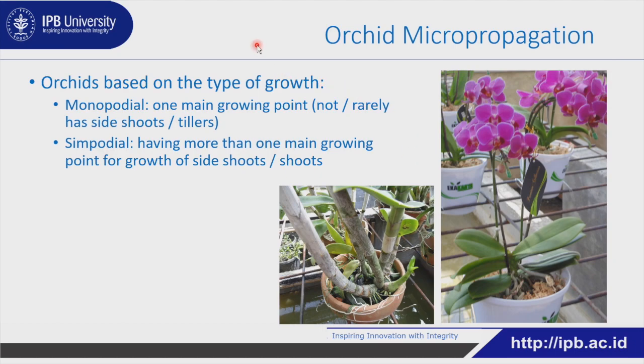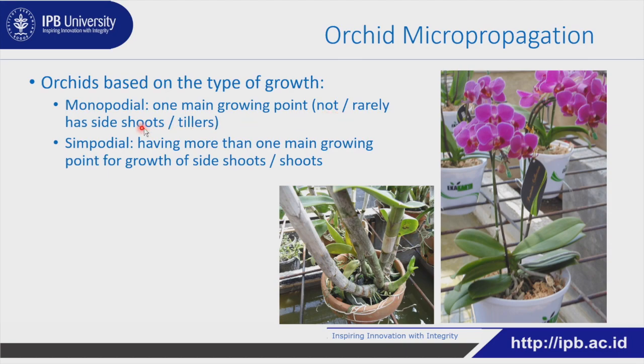We continue to the ornamental plants. One of the famous micropropagation examples for ornamental plants is orchid. I will tell you a story about this. Orchid, based on the type of growth, can be divided into monopodial and sympodial. Monopodial has only one main growing point, and it is very rare for it to have a side shoot or tiller.